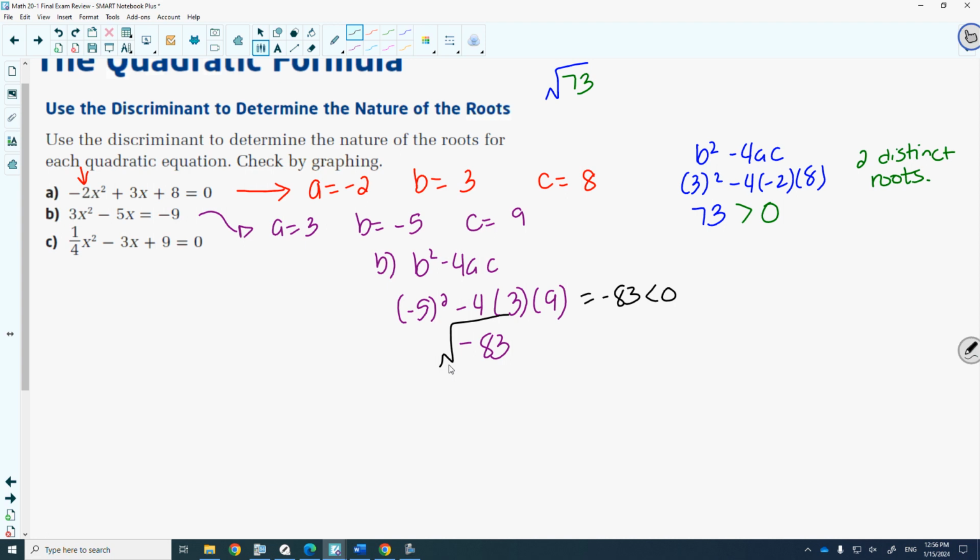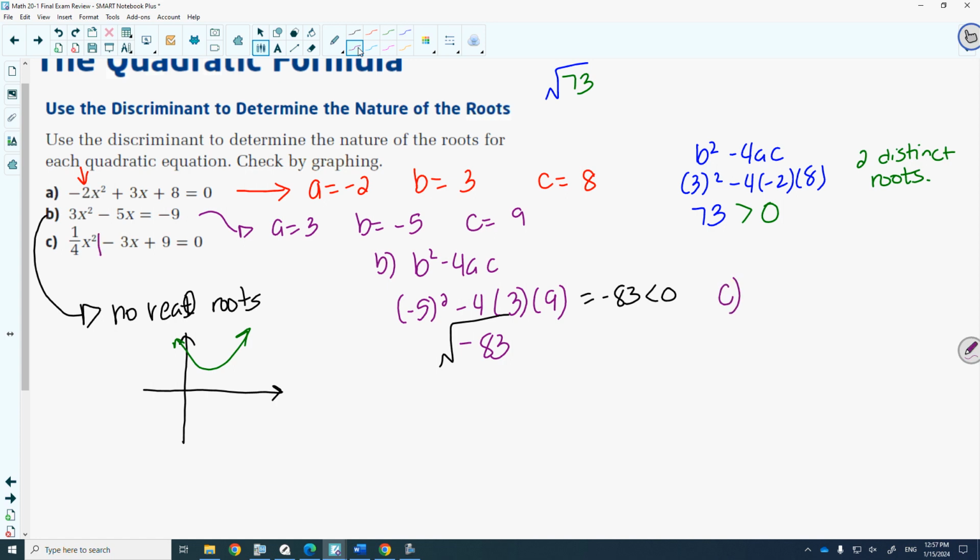So this graph is going to have no real roots. It's going to look something like this. It's going to have a y-intercept of 9, but it's going to look something like that. For C, calculate what your discriminant is for C.